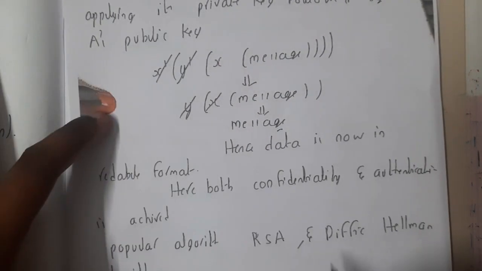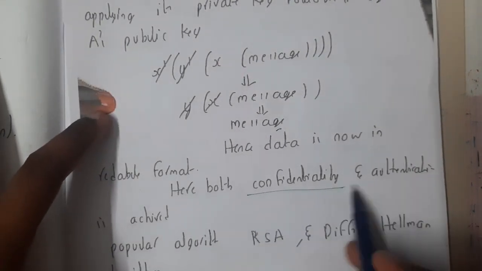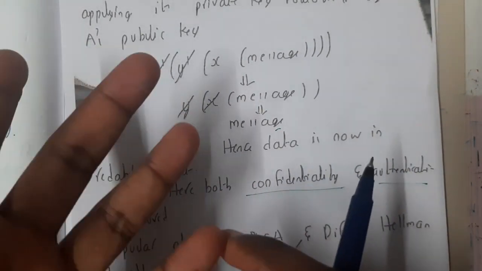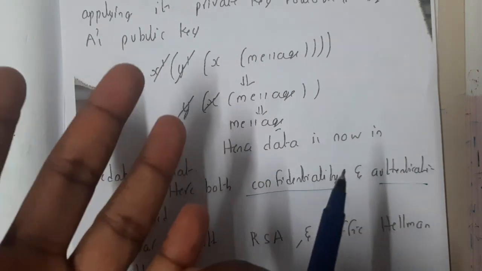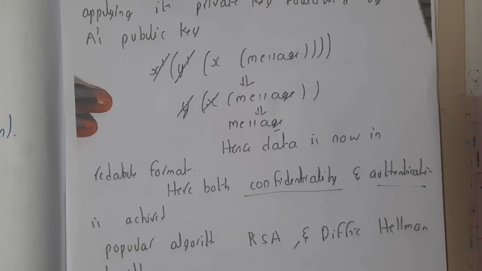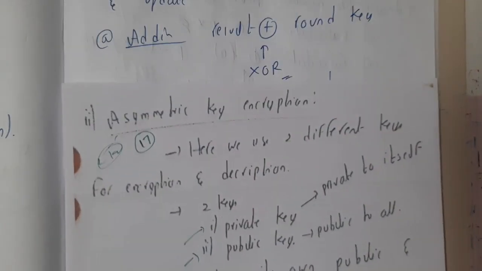At the end we are getting confidentiality and authentication, guys, because here you can say that he is the sender and the message is sent to the exact person, right? Hence both confidentiality and authentication have been achieved successfully, right? I hope everyone got a clear idea of asymmetric key encryption.